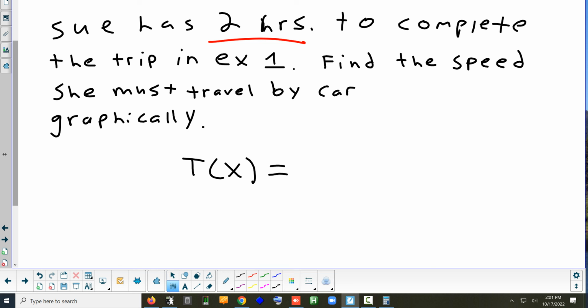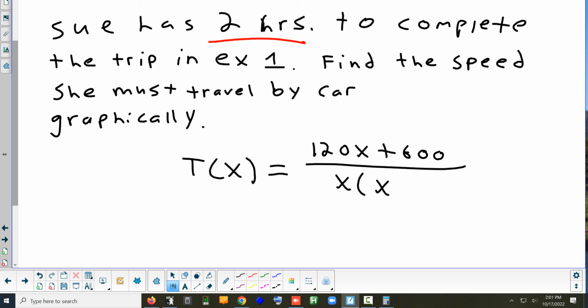Can somebody tell me again, what was my formula for time? Give me the version where it's all combined together. Yep. 120x plus 600 over x parentheses x plus 1. Okay, so this is the formula to complete the trip, the time to complete the trip. X is the speed of the car.